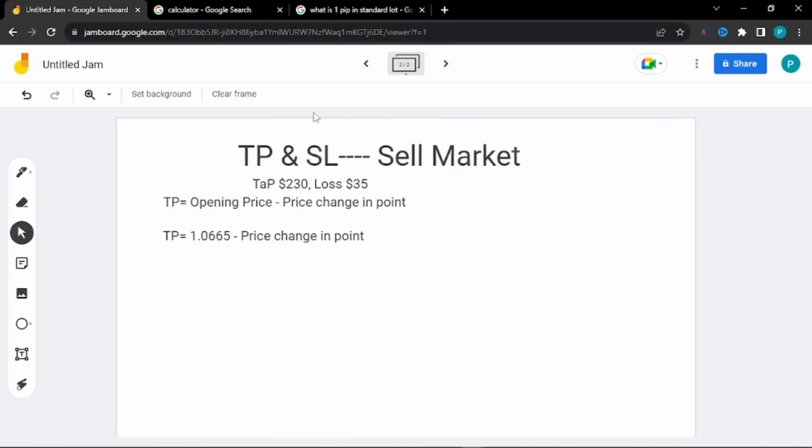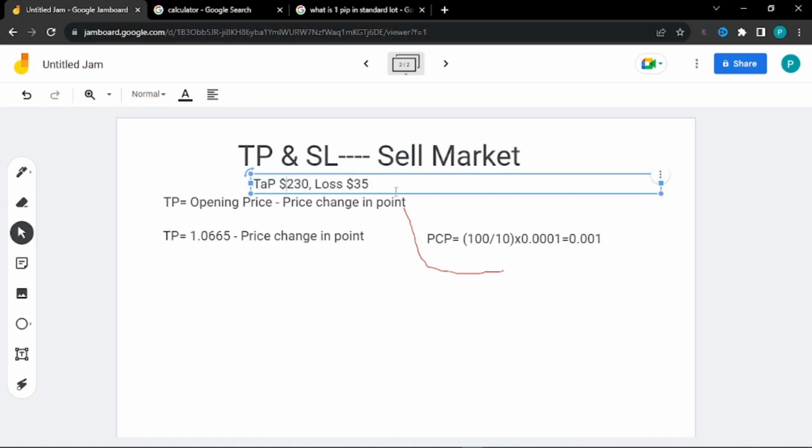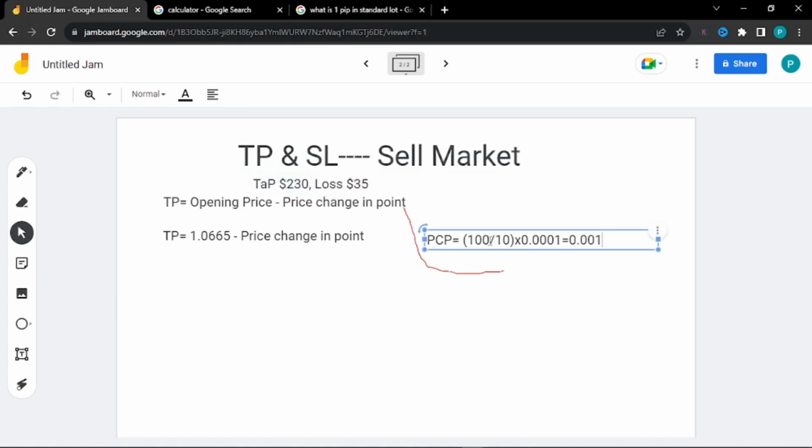So over here we are calculating the price change in points. I'm just going to paste it in here. To calculate that is simply using this formula here. Over here your target profit is $230. So $230 divided by 10 multiplied by this.